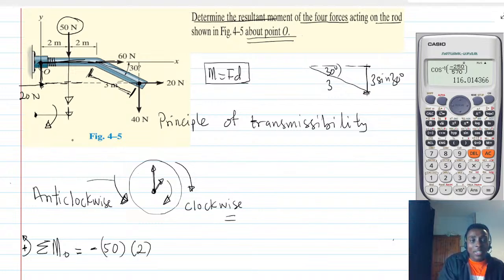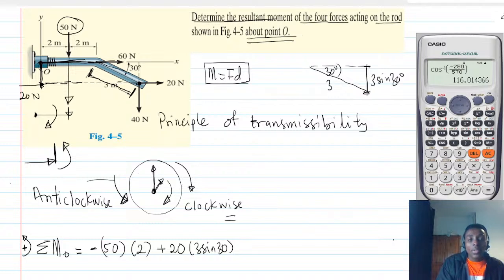Ask yourself, if this force is here, let's say there is a rigid rod here, and the force was coming this way, what will happen? You see that it will push it in this sense, and then it will send it that way, right? So counterclockwise. So plus what? Plus 20 multiplied by 3 sine 30. Is that right? Okay. Very good.